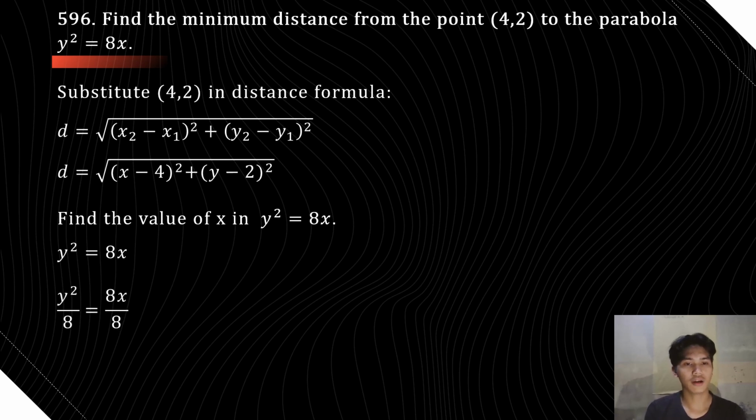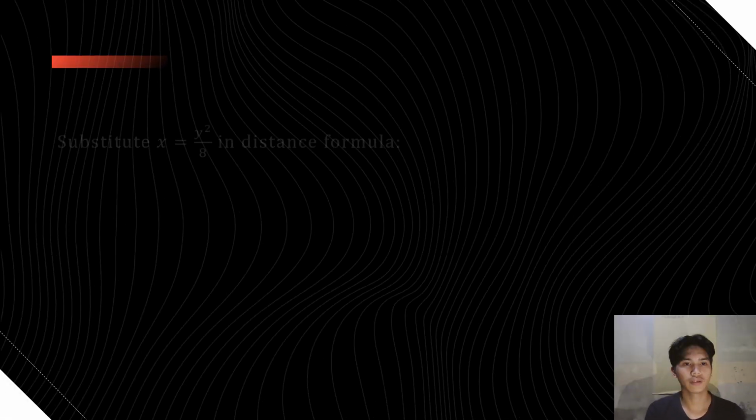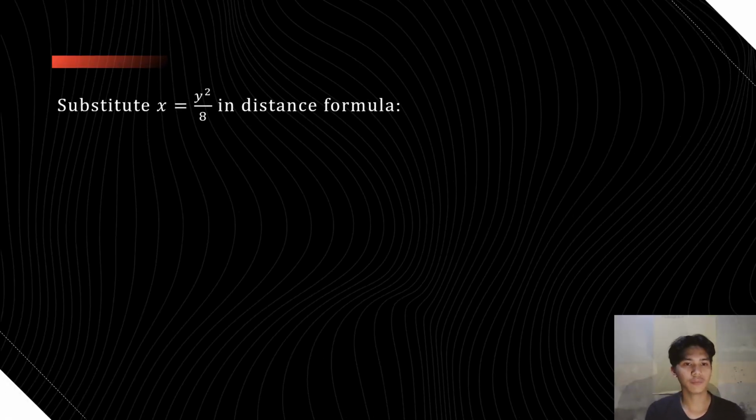To find the value of x, we divide both sides by 8. So y squared over 8 is equal to 8x over 8. So we cancel the 8 on the right side and remain with x. So the value of our x is y squared over 8. Then in our next step, we substitute x equals y squared over 8 in the distance formula.